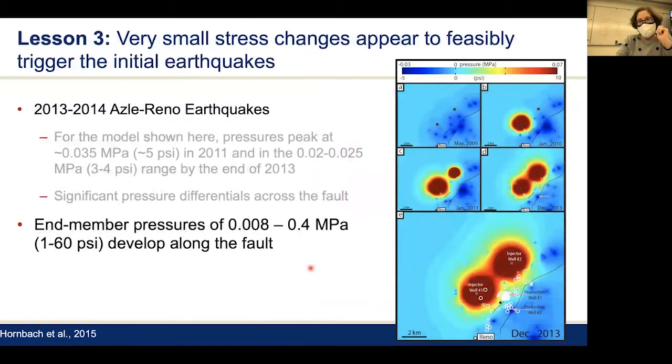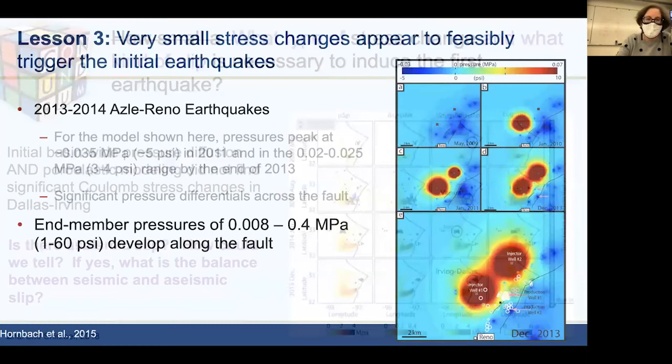MPa. We've done pore pressure diffusion modeling out in Azle as well. This is work by Matt Hornbach and others. And, you know, these very small stress changes are what you would calculate even when you include production of water, not just injection of water. And again, you know, 0.4 MPa, right? But you get significant pressure differential across the fault when the injectors are on one side and the producers are on the other. So it can be a very interesting geomechanical system to study, but the pressures themselves, very small.